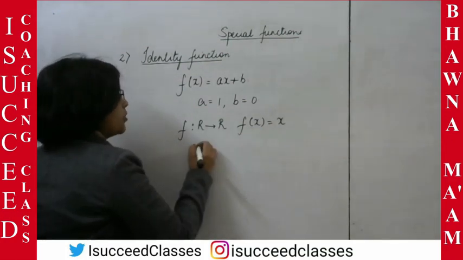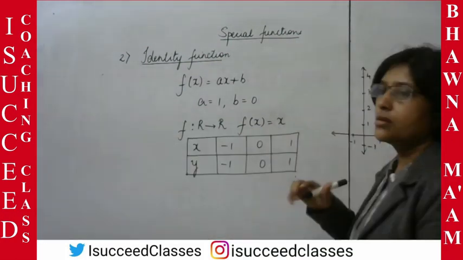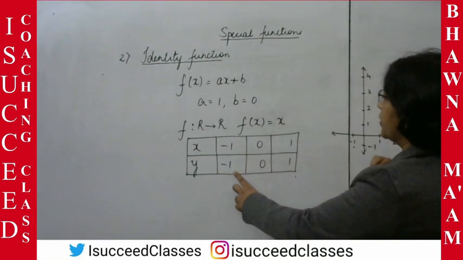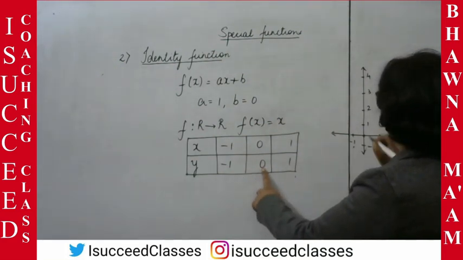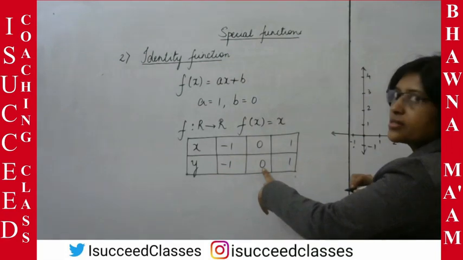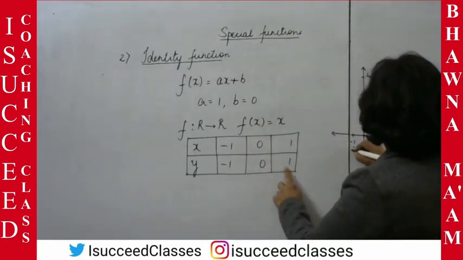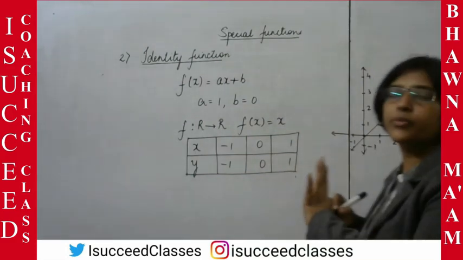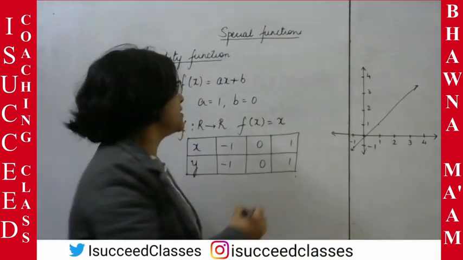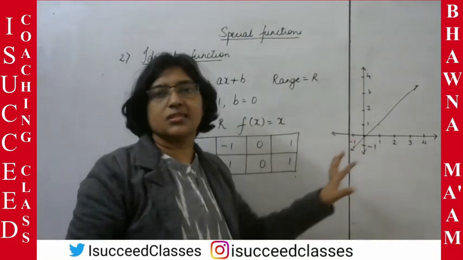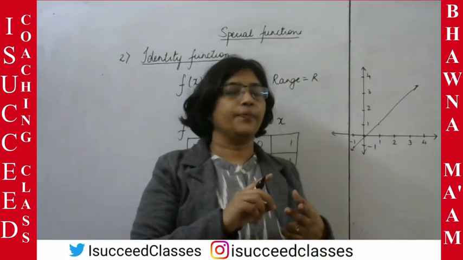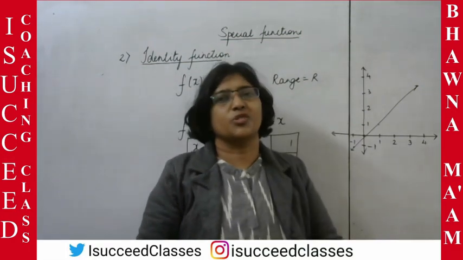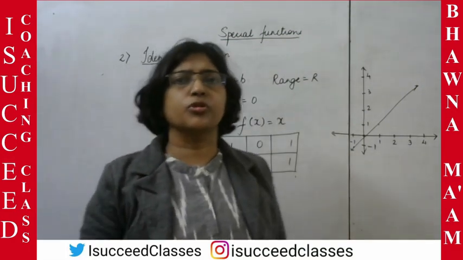So let's try to plot this again and take a few values. We have the values here. Let's plot the graph. For minus 1, it's minus 1. 0 is 0. And for 1 it is 1. Join the points. And once again you will see that all real numbers will be associated, and hence the range is R. We need to know the domain, the codomain, the range, and the graph for all the special functions. Special functions means those functions which we are going to use again and again.